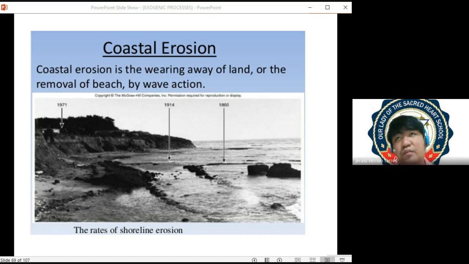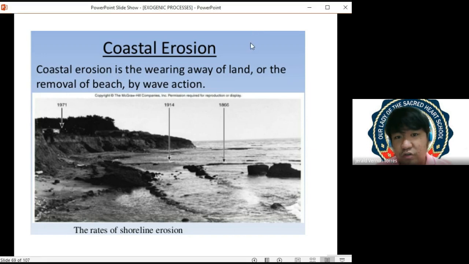So technically, when we are speaking of coastal erosion, it is actually a hazard where the coastal area is being worn out. It is being eroded, thus nagkakaroon tayo ng tinatawag nating coastal retreat. And this coastal retreat is possible due to the wave action of the bodies of water. So yun yung tinatawag nating coastal erosion.